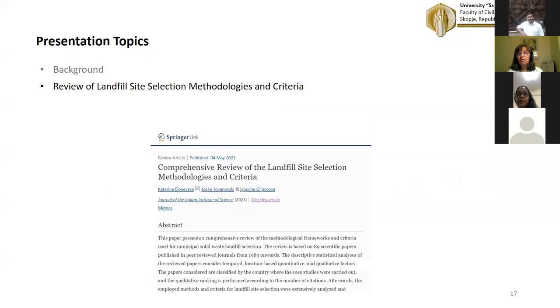The second one is the review of landfill site selection methodologies and criteria, based on a recently published paper, a comprehensive review of the landfill site selection methodologies and criteria. It is published in the Journal of the Indian Institute of Science.